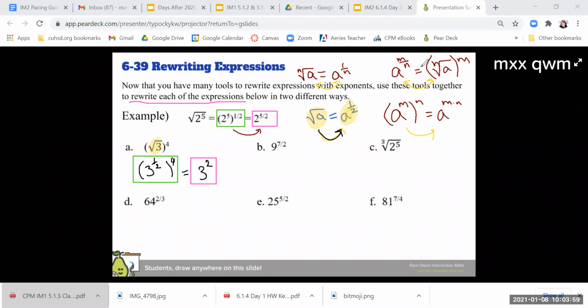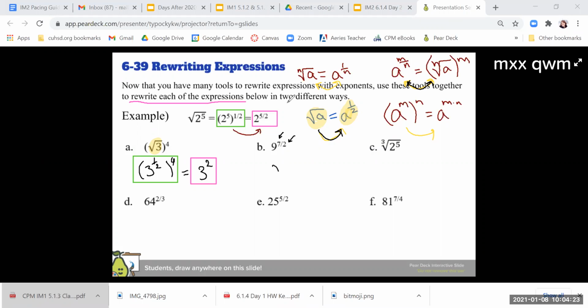So in part B, I see all fraction exponents. So this makes me think I want to put it back into radical notation. So maybe use this property up here with the a to the m over n. So I see that the denominator is a 2. So that tells me my root is 2 and that my power is 7.